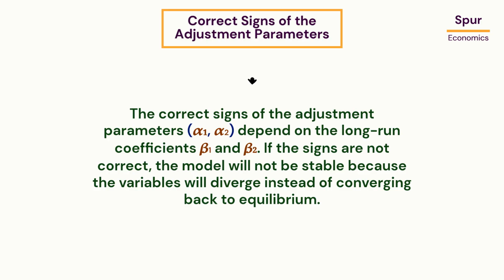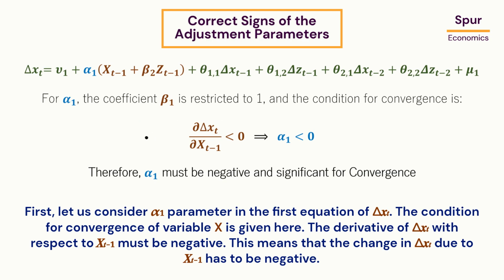The correct signs of the adjustment parameters depend on the long-run coefficients beta-1 and beta-2. If the signs are not correct, the model will not be stable because the variables will diverge instead of converging back to equilibrium. First, let us consider the alpha-1 parameter in the first equation of delta xt. The condition for convergence of variable x is given here. The derivative of delta x with respect to xt-1 must be negative. This means that the change in delta x due to xt-1 has to be negative.